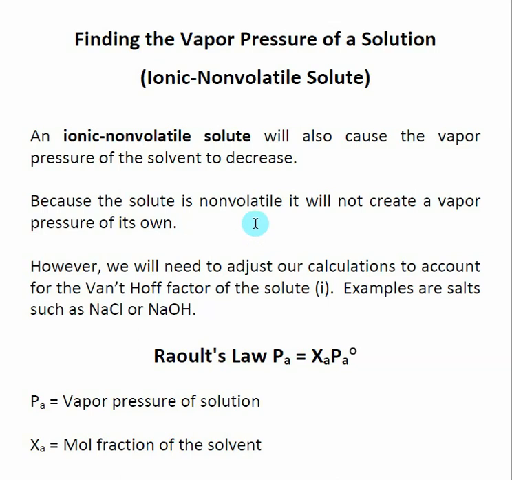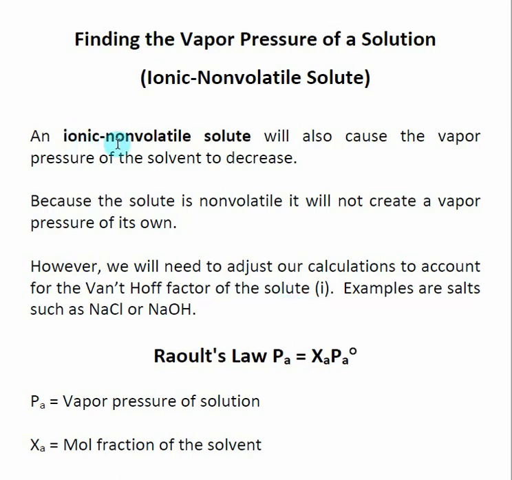So our non-volatile solute means it's not going to create a vapor pressure on its own, so all we have to do is look at the vapor pressure of the solvent going into the vapor pressure of the solution. The big difference here now is because the solute is ionic, we need to take into account that that solute is going to dissociate into multiple species. So we need to include the Van't Hoff factor i inside of our calculations somewhere. So we're going to see that.